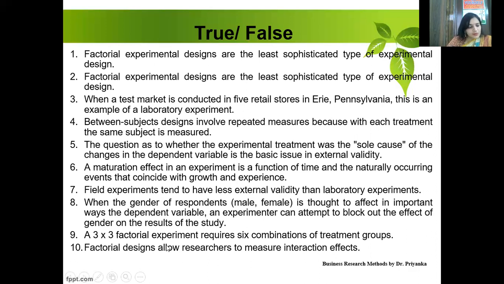So it is true. A 3x3 factorial experiment requires 6 combinations of treatment groups. Is it? 3x3 means 3 times 3, that means 9. So it is false. We discussed 3x2 factorial experiment and it required 6 combinations. Here, when we go with 3x3 factorial experiment, that means 9 combinations of treatment groups would be required. That means it's a false. Last is factorial design allows researchers to measure interaction effects. Yes, it allows. So it is true.